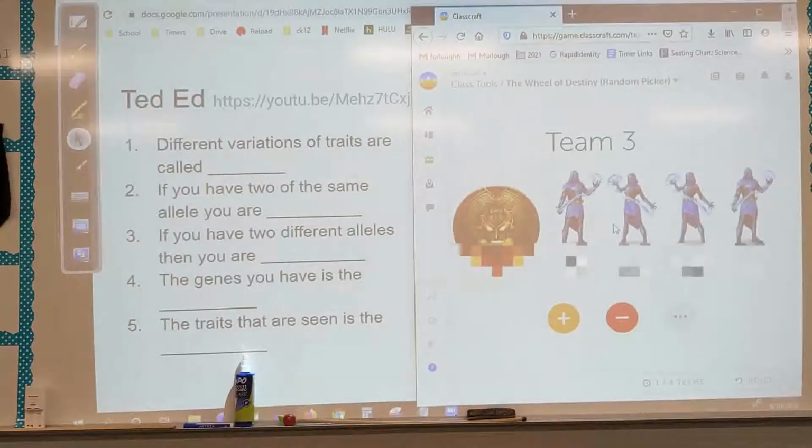Aha! Alright, so on your screen, you should see the questions on the left, and you should see a Classcraft team on the right. So I need Mason, Layla, London, or Mikey to unmute yourself and tell me the different variations of traits are called blank. What do we call the different variations of a trait? Is it allies? Alleles, but yes, it's pronounced alleles.